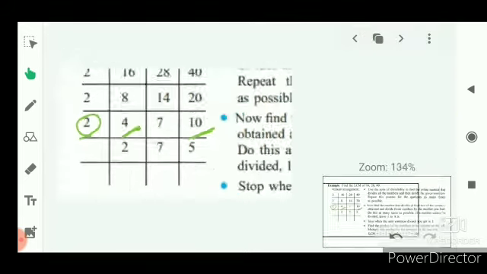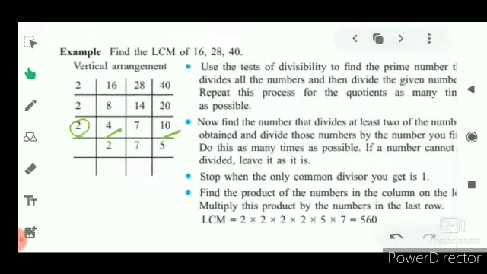So the numbers on this side give the HCF, that is, 2 into 2 into 2 is the HCF of the given numbers. And if you multiply this HCF by 2 into 7 into 5, we get the LCM. That is, the LCM of the given numbers is 2 into 2 into 2 into 2 into 7 into 5, and that gives 560. So 560 is the LCM of 16, 28 and 40. Hope you have understood.